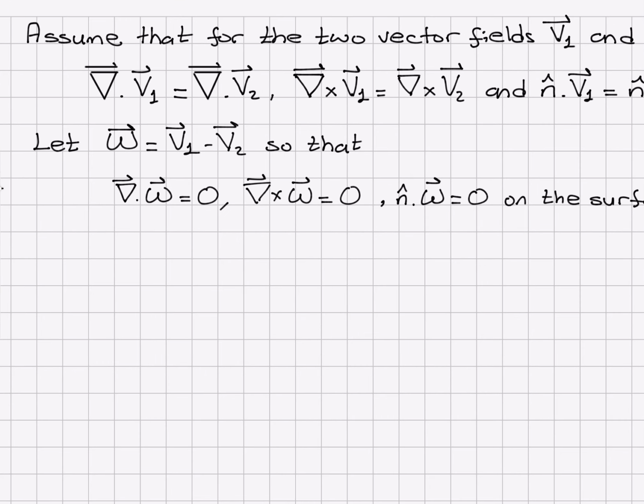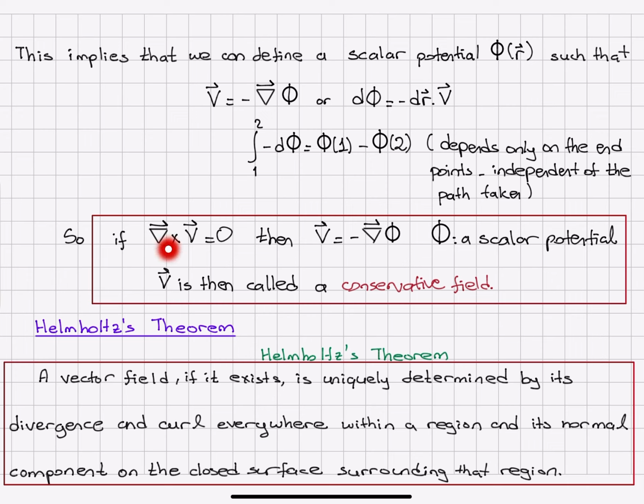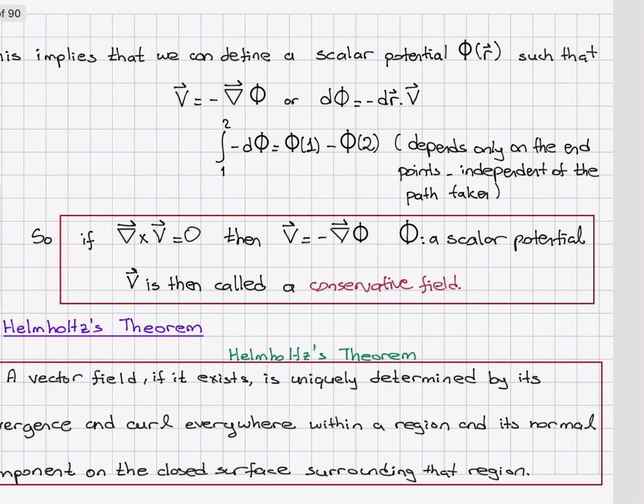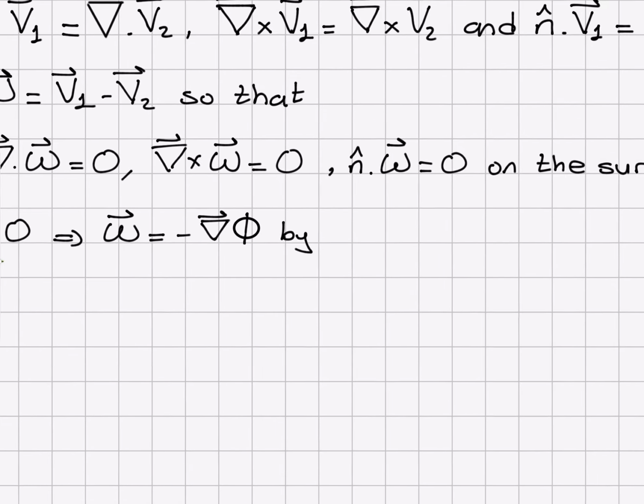Now, first of all, let's start with the curl of W being 0. If the curl of this vector field W is 0, then going back to Stokes' theorem, remember that if the curl of a vector field is 0, then it can be written as minus the gradient of a scalar potential. So that means this difference field W is minus gradient of a scalar potential, minus gradient of phi, by Stokes' theorem.